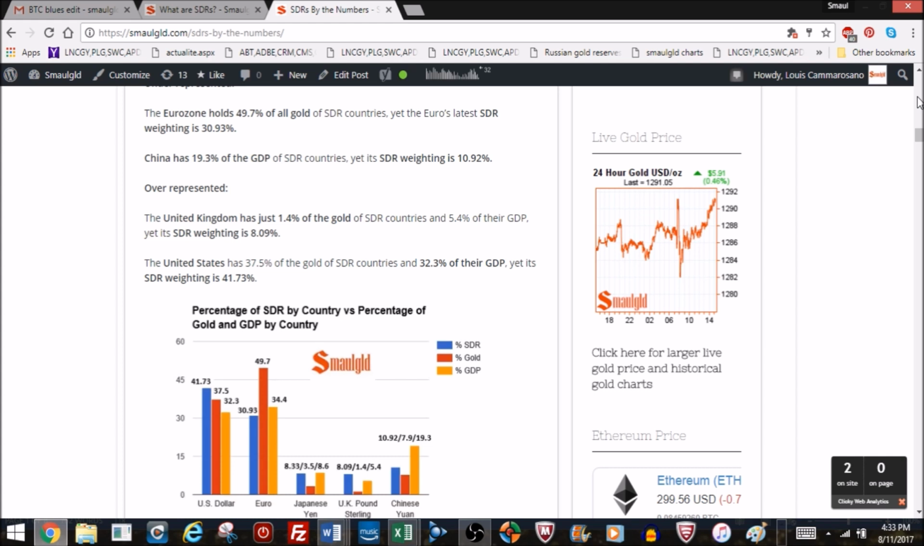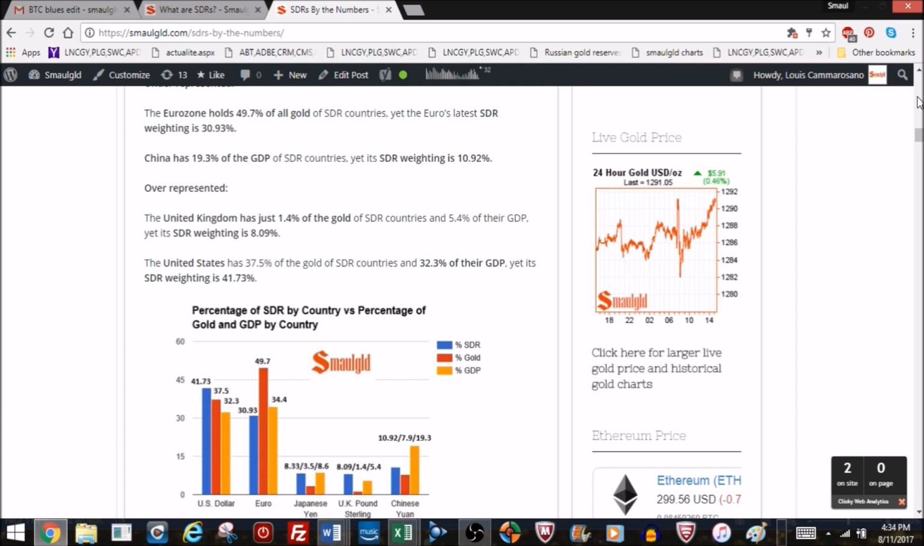So the eurozone has 49%, nearly half of the gold of the SDR countries. The numbers I'm quoting are the official numbers. We're not going to get into a debate over whether they're accurate or not, whether China's are accurate. We've done that in other videos. Now, the eurozone has nearly 50% of all the gold, but only 30% of the SDR. China has 19% of the GDP, but its SDR weighting is only 10%.